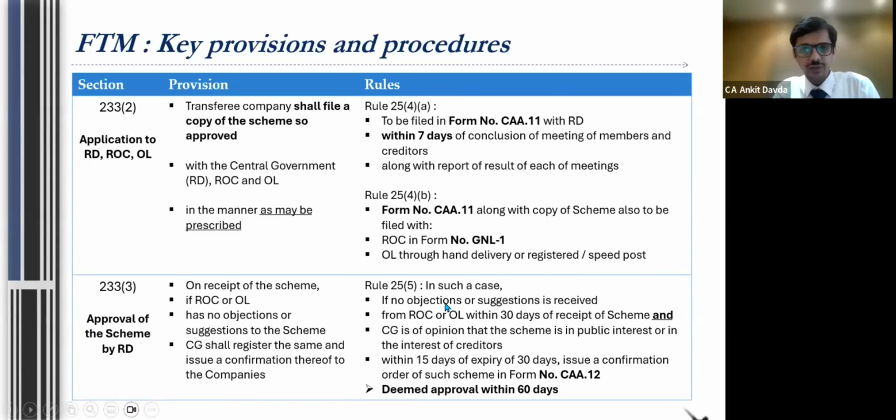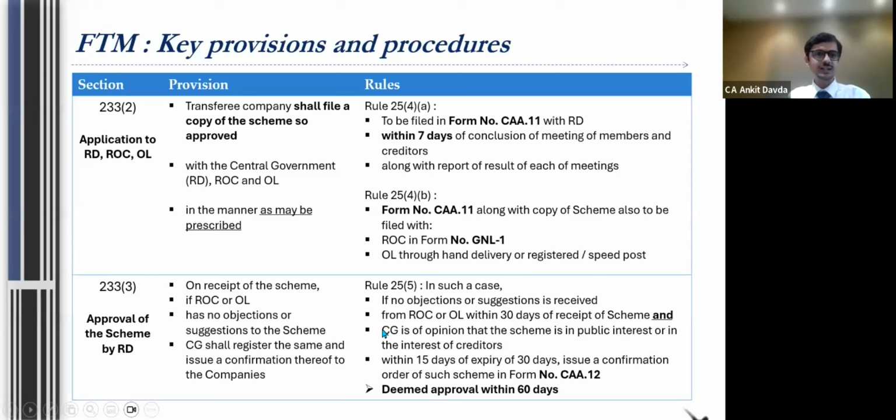And under 24B, it says that the scheme to be filed with ROC will be in GNL1 in electronic form as well as physical form. Physically also we file, and with OL through hand delivery or registered post. So this is the procedural provision: once the scheme is approved, you file this scheme with RD, ROC and OL in CAA 11 along with applicable electronic forms GNL1, RD1.